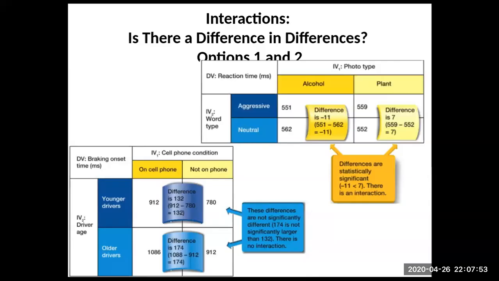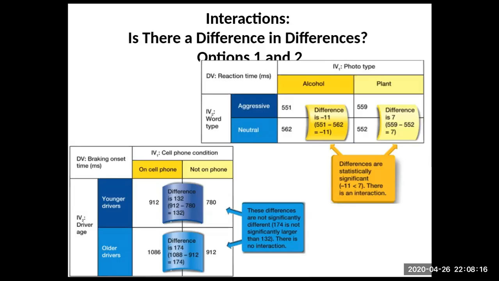Now, again, we're talking about milliseconds. So 132 and 174 might sound like they're significantly different from each other, but in milliseconds, it's really not much of a difference. So we would say these differences are not significantly different from each other. So you would say no interaction. Plus, you guys saw the graph earlier. That might help to refresh your memory.